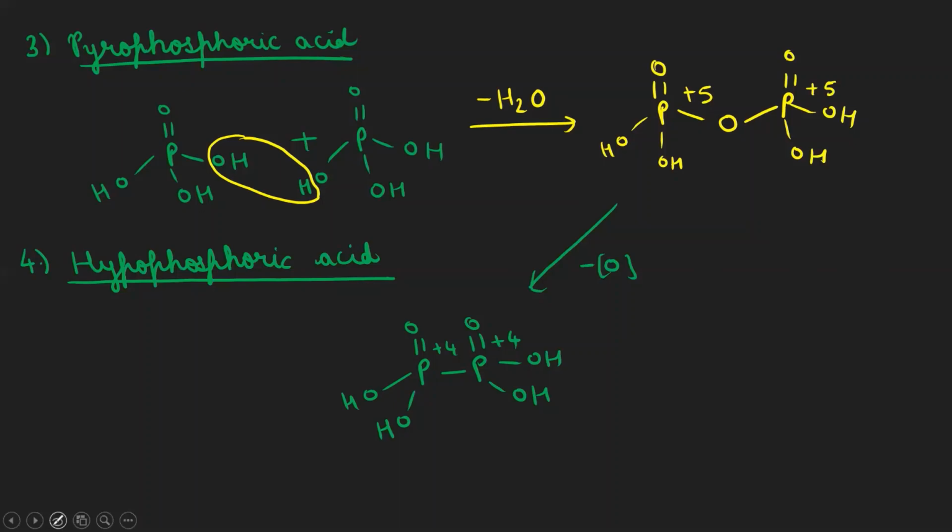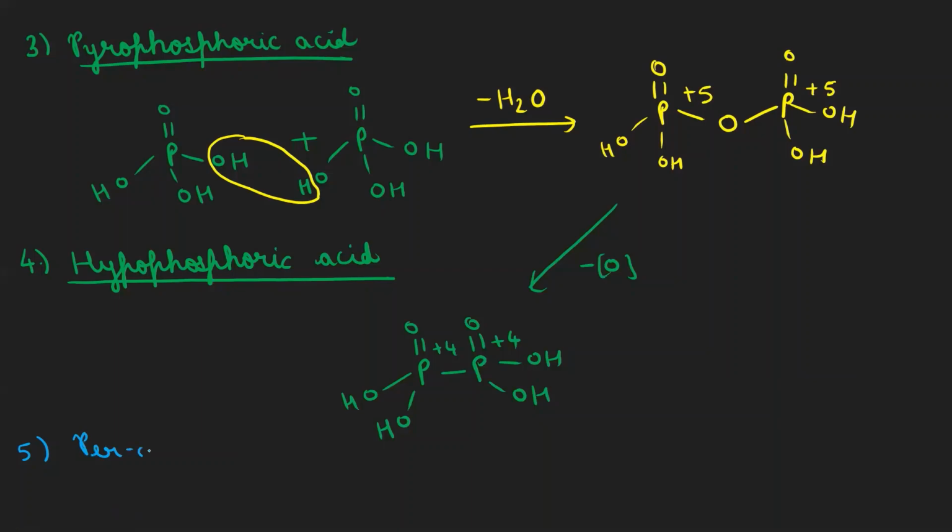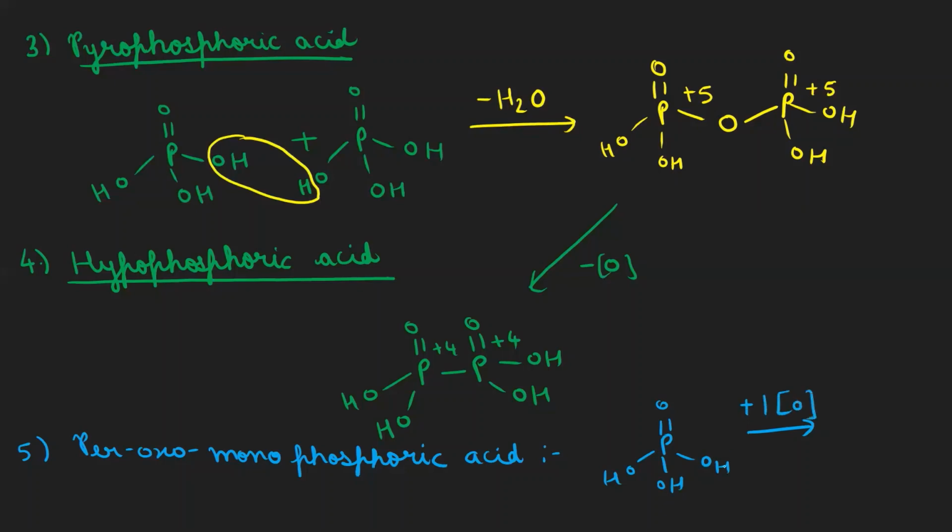Okay, now let us see the fifth oxoacid of this series, which is the peroxomonophosphoric acid. And this acid got formed when oxygen got inserted in the phosphoric acid. This is the structure of our phosphoric acid, and when we insert oxygen to it, say mono, so we insert only one oxygen atom here, and when we insert oxygen here, this is the structure of our peroxomonophosphoric acid, and here also the oxidation state of our phosphorus is +5.